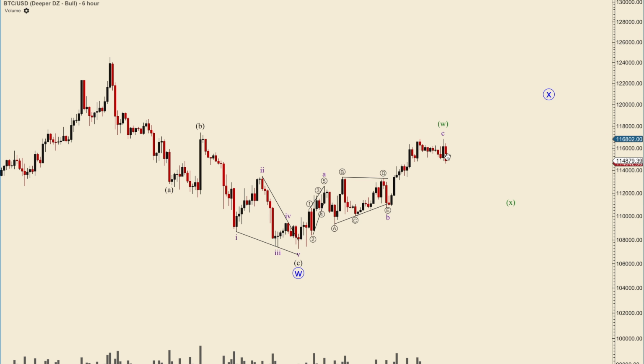If this is an impulsive structure, like a 1, 2, 3, 4, 5 impulse, then we are looking for either a wave X, or we are looking for this to be over, and we're looking for wave Y to way lower prices in a finishing WXY double zigzag. But we got to keep an eye on this structure, what is forming here, to be more sure of it.